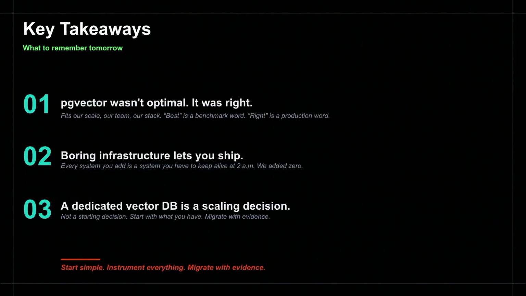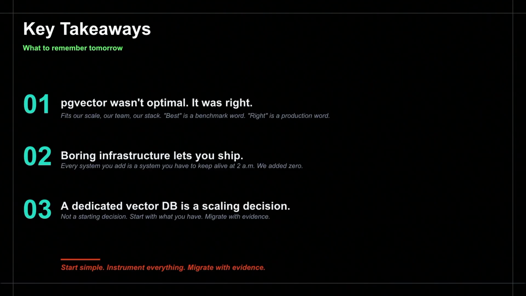So, 3 additional things to remember tomorrow after the Munich Data Geeks event. The first one is that pgvector wasn't optimal. It was the right solution for the customer. And you should understand the difference. There is a word "best" for the benchmark, but there is also a word "right" that is used for production. So pgvector fits the client's scale, team, and infrastructure. And that's what basically matters.